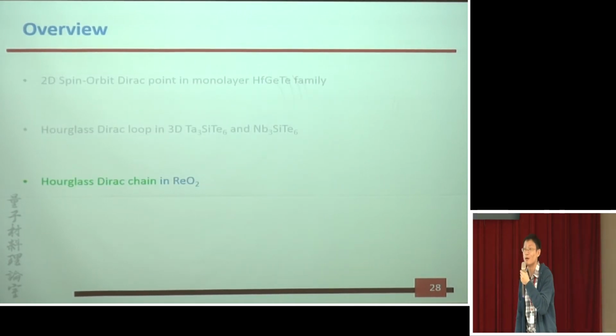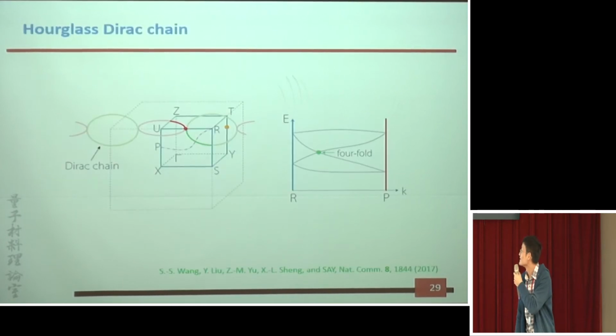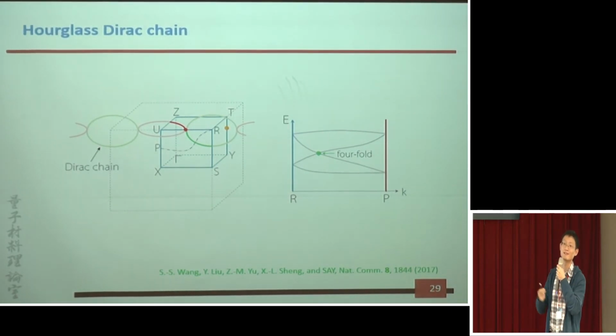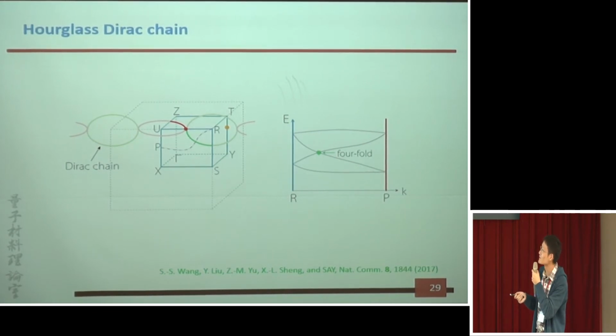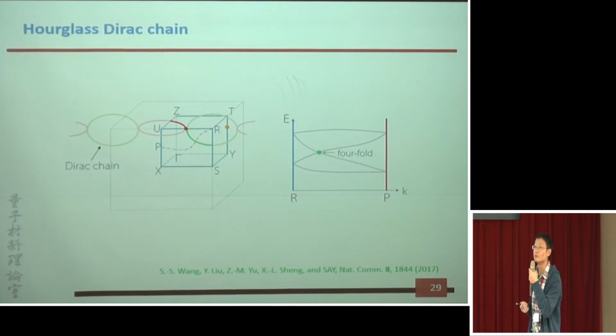So finally, it's about Dirac chain. So what I want to discuss is something like this. Previously you see a loop, a nodal line. That's a loop. Now, if I have two loops touch at one point, like this, then because this Brillouin zone is actually extended, k-space is extended, you can imagine there is a chain running along this direction. This is a chain.